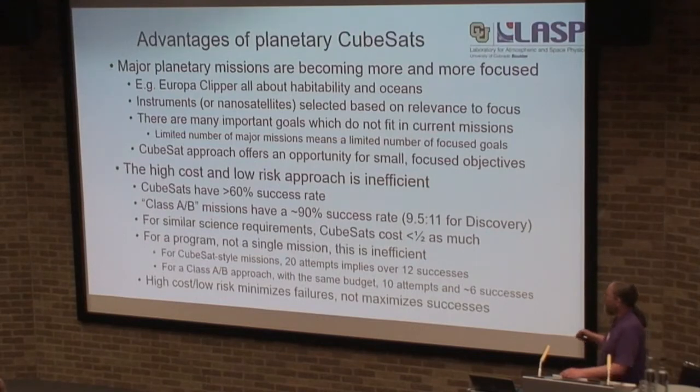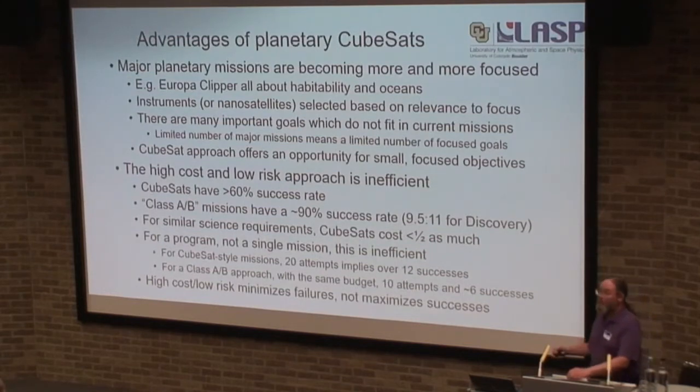The other is, I just don't think the high-cost, low-risk approach is terribly efficient. This isn't anything new. I finally dug up enough numbers that I think I'm not making them up. But the fact is, CubeSats, despite being risk tolerant, have a 60-odd% chance of working at least. They're getting much better than that recently. The low-risk missions historically don't do a lot better than 90%, but cost at least twice as much.